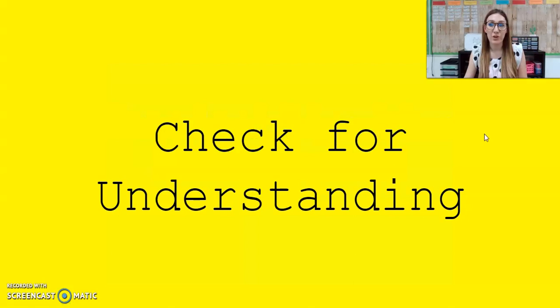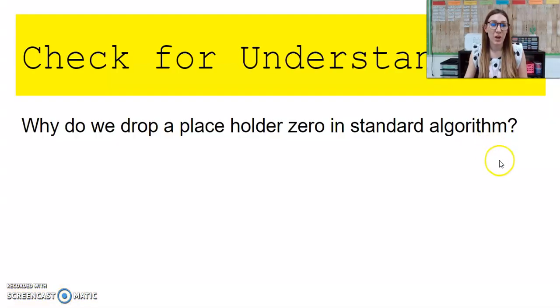All right, let's do a check for understanding. Why do we drop a placeholder 0 in standard algorithm? Go ahead and pause the video if you need some time to formulate your answer.